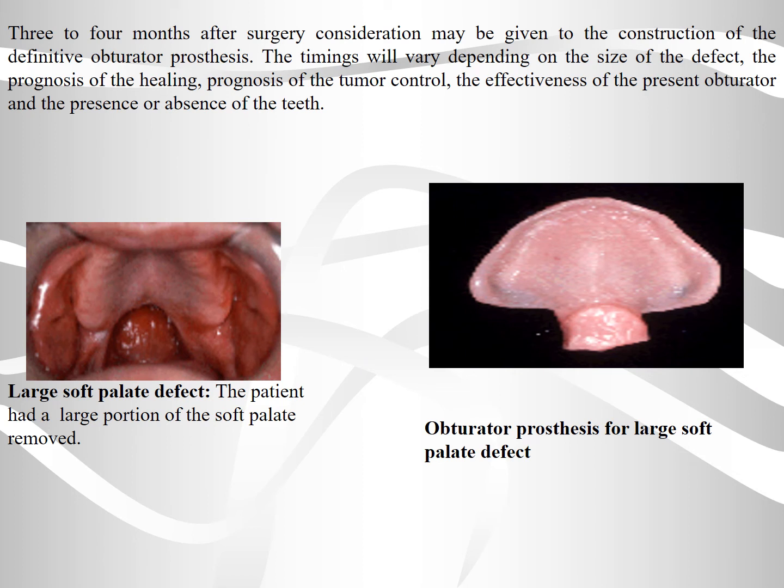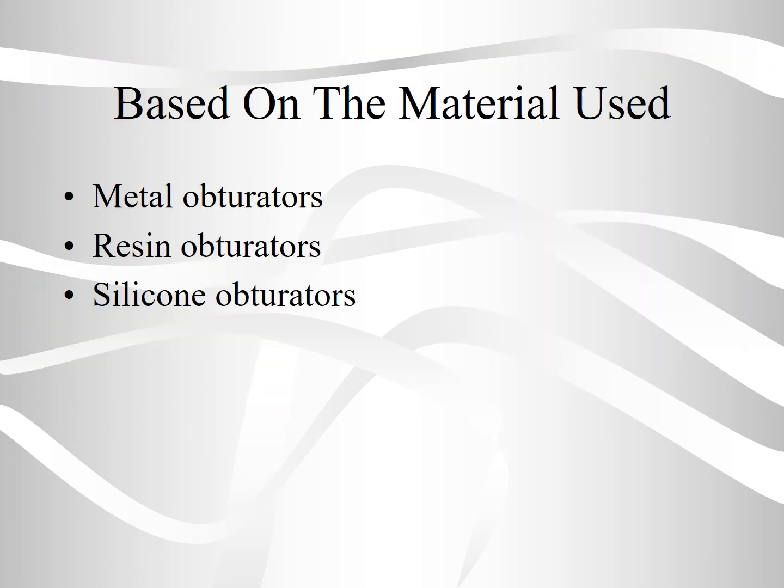So 3 to 4 months after surgery, consideration may be given to the construction of the definitive obturator prosthesis. The timings will vary depending on the size of the defect, the prognosis of the tumor control, the effectiveness of the present obturator, and the presence or absence of teeth. As you can see in the left photo, there's a large soft palate defect. The patient has had a large portion of the soft palate removed. On the right side, you can see that an obturator prosthesis for a large soft tissue defect has been fabricated.